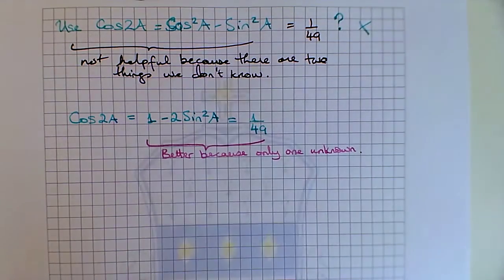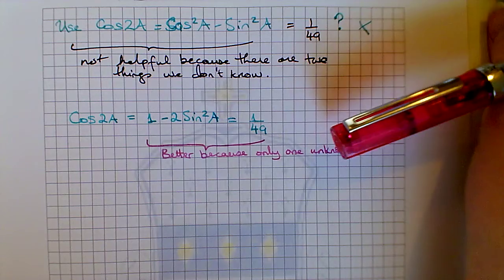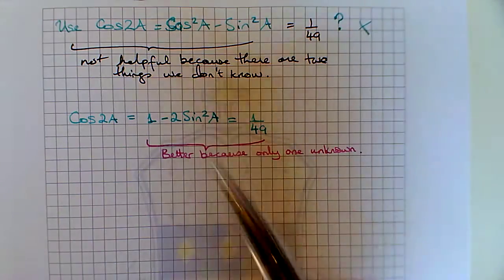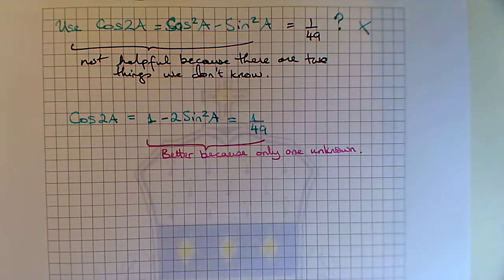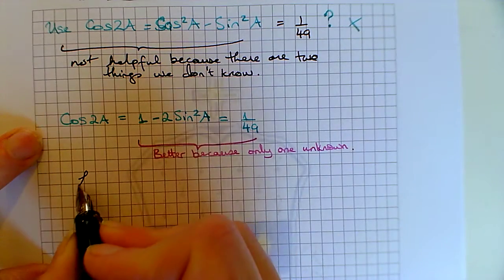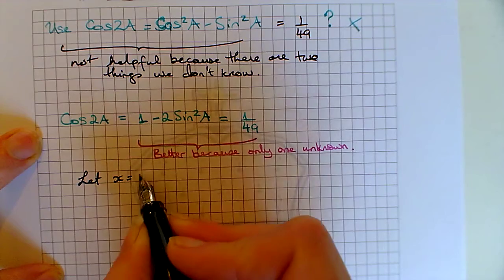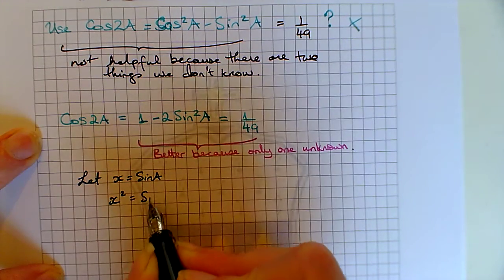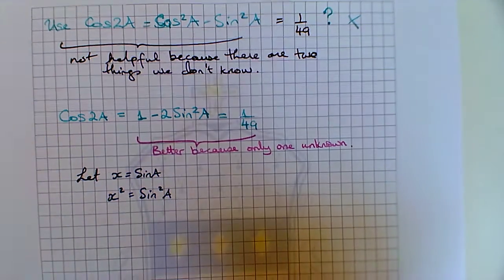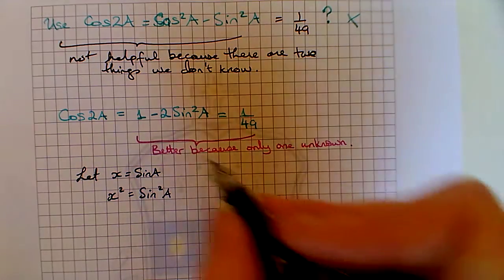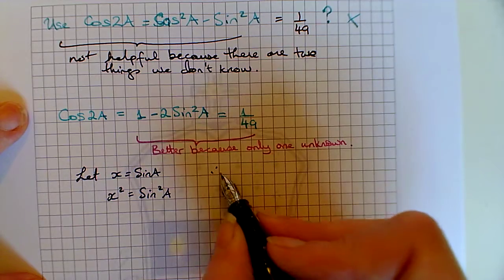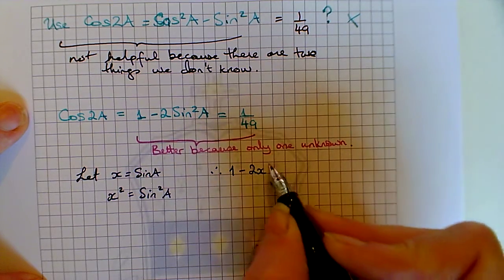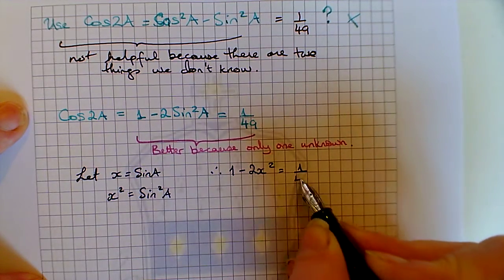Okay, so we can work with this. But how do we do it? First of all, let's manipulate our formula here. I find it easier to work with something, let's call it x. So we'll say let x equal sine of a, and then x squared would be sine squared a. It just makes it a little bit easier to read the algebra. So therefore, 1 minus 2x squared is equal to 1 over 49.